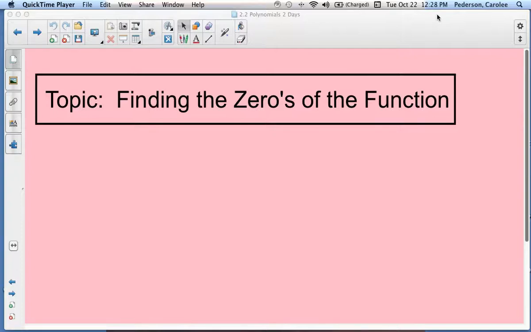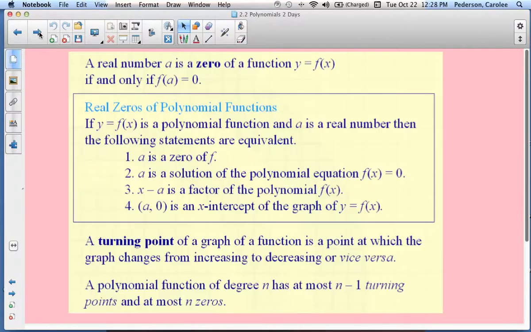This is finding the zeros of the function. This first slide, I'm just going to highlight the important pieces of finding the zeros of the function. You want to have some polynomial, and you want to set it equal to 0.